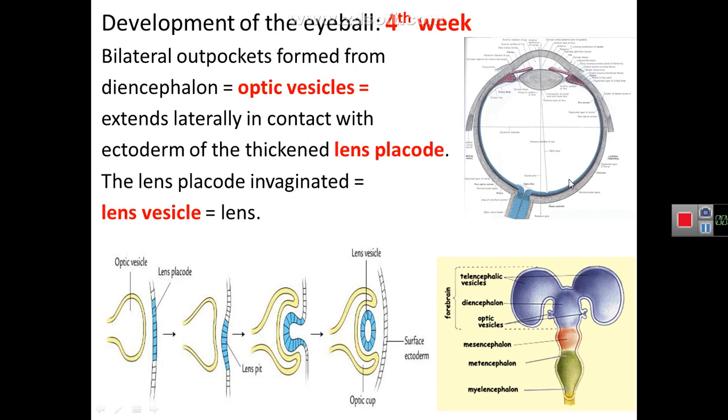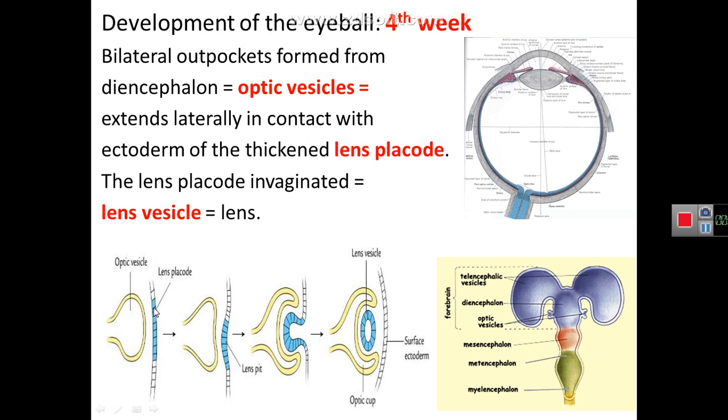So we have to discuss the embryology of these parts of the eyeball. Actually, the eyeball initially is formed in the 4th week by bilateral outpocketing from the diencephalon. This outpocketing is called optic vesicle. These optic vesicles elongate laterally to reach the surface ectoderm on the side of the head.